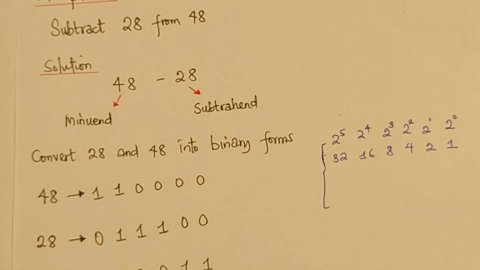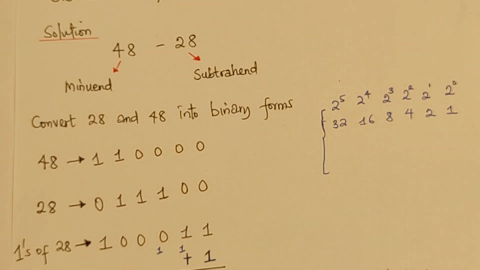The next thing to do, since we are asked to take the second complement of the subtrahend, and our subtrahend here is 28, we'll have to check for the second complement. But for us to do the second complement, it's important to check first the first complement, then add 1 to get the second complement. So this is what we are going to do here.